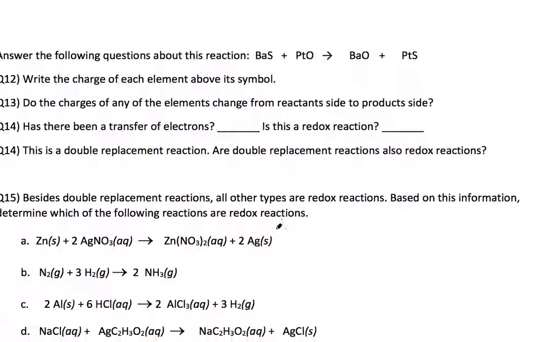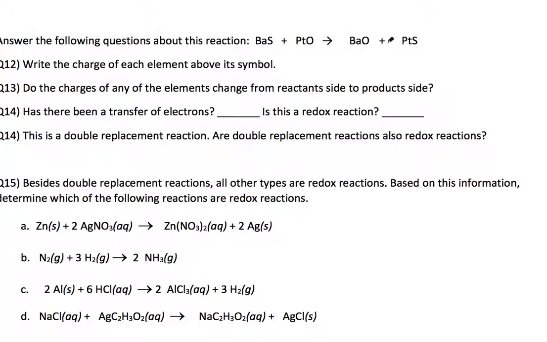Okay, answer these questions about this reaction. So first, what type of reaction is this? Let's see if it's even a redox reaction. So this is AB and CD make AD and BC. Hopefully you can see that there are 4 things and they're both switching here. So this is called double replacement.